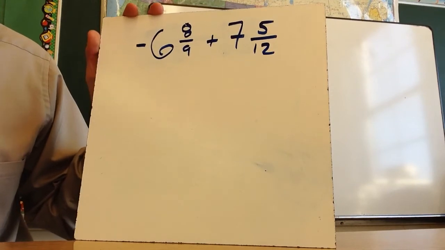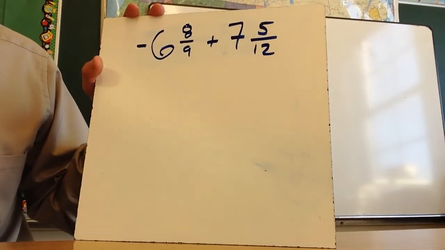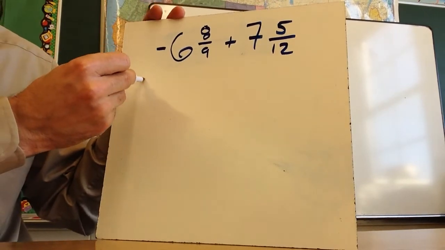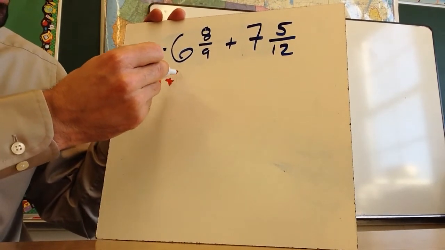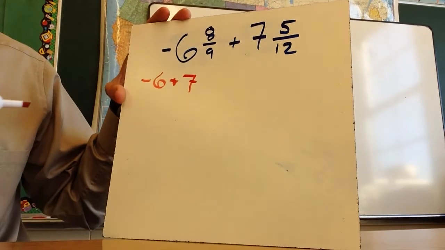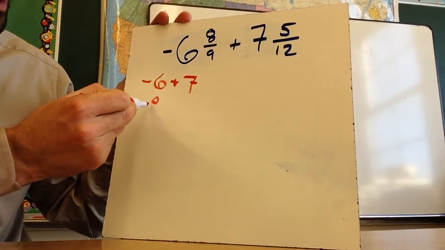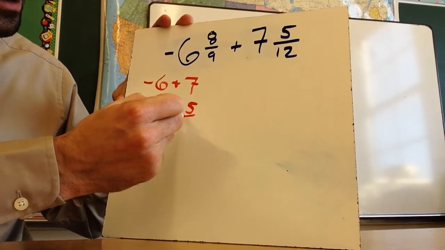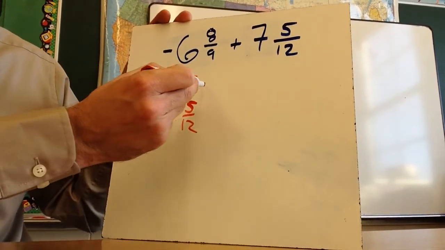So the easier thing to do here is to break it apart, the same way we have done in the past. So I'm going to take the whole numbers, which are -6 plus 7, and then I'm going to take the fractions, which is -8 ninths plus 5 twelfths.